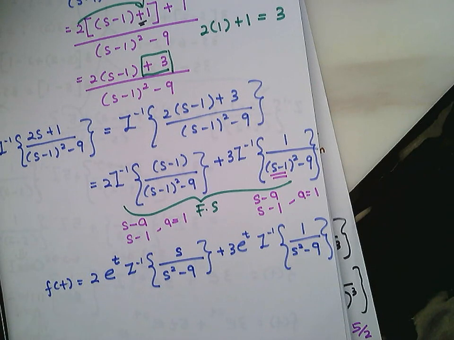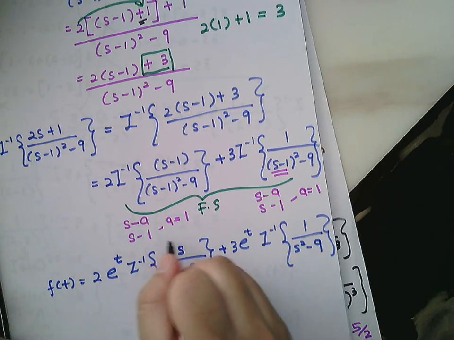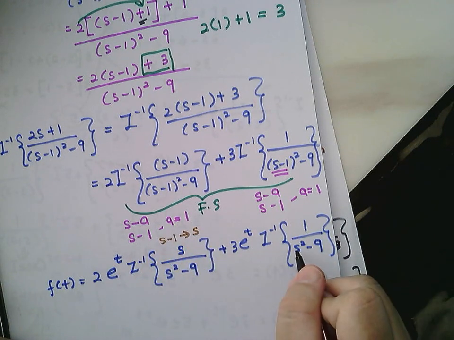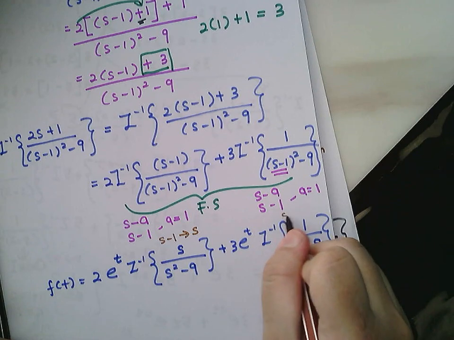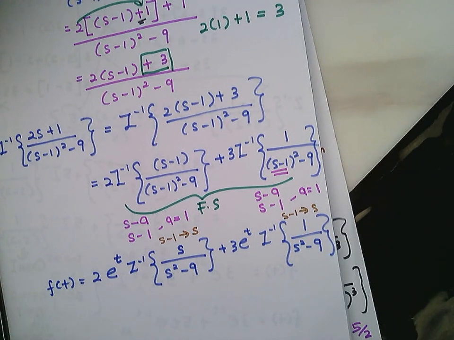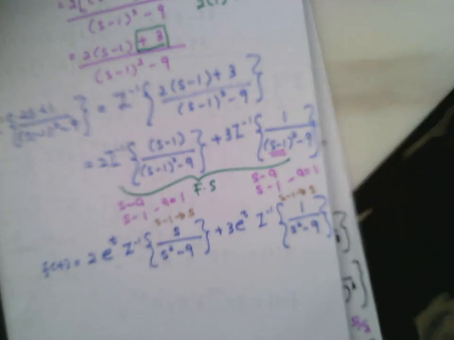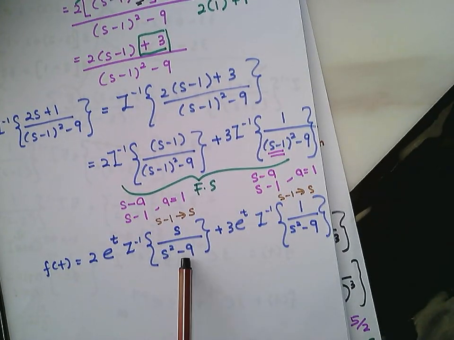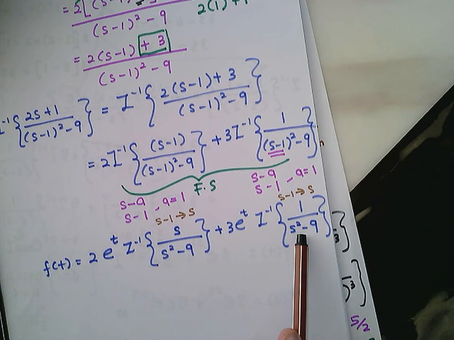This one here, s minus 1 is replaced by s. Same goes for this one, s minus 1 replaced by s. So you can get this one directly from the table. Define your a, because this is a negative sign, so it will become the cosine hyperbolic function. This is the sine hyperbolic function.